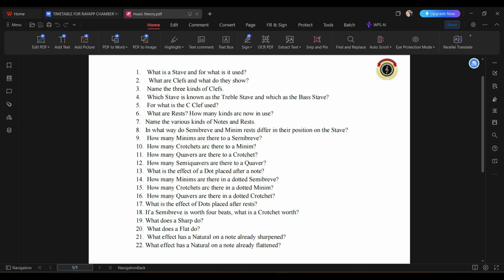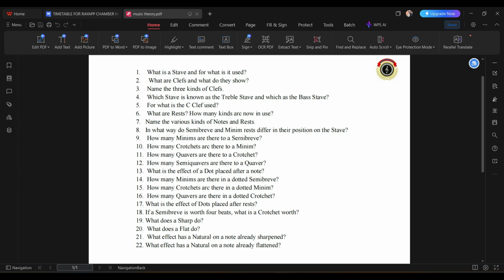What is the effect of a dot placed after a rest? It's just like answering question 13. So 13 and 17 are basically the same, and you can just apply the answers from 13 to 17. Okay, let me check number 18. What does it say? If a semibreve is worth 4 beats, what is the crochet worth? Okay, so a crochet is 1 beat.